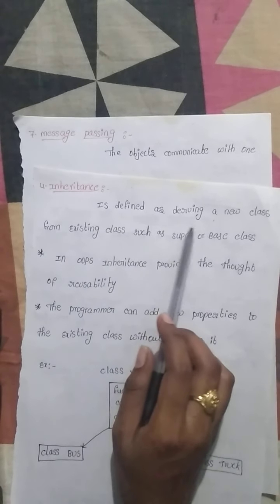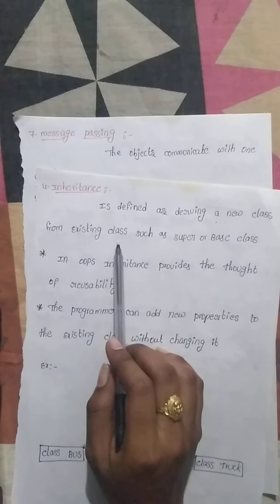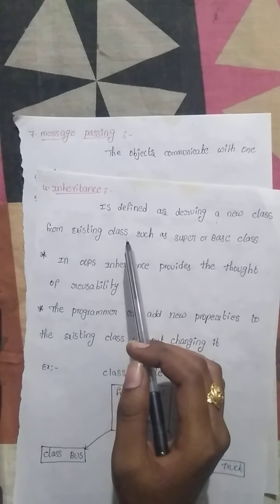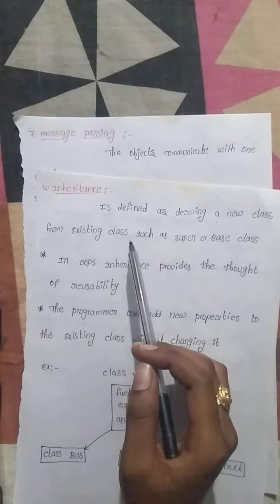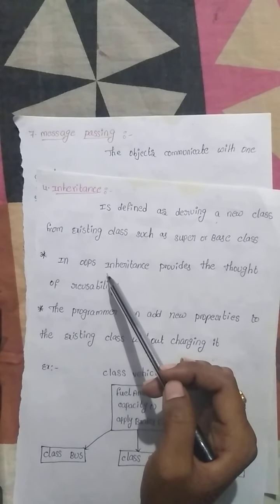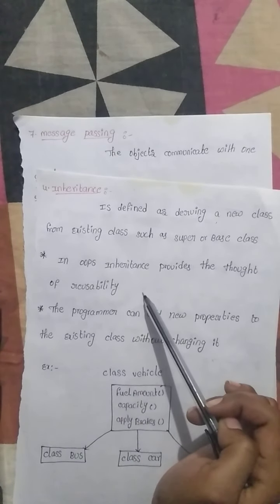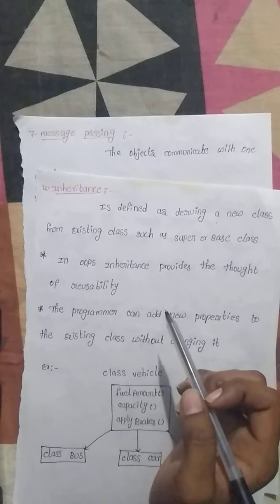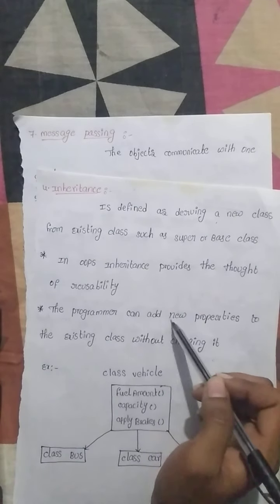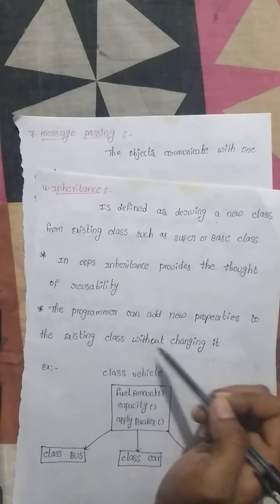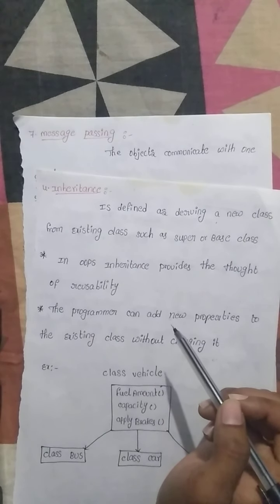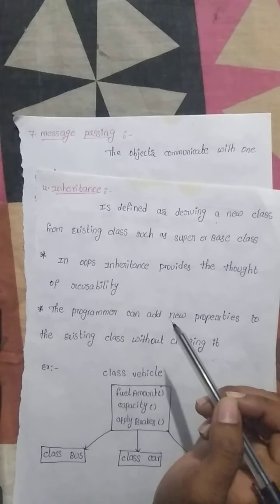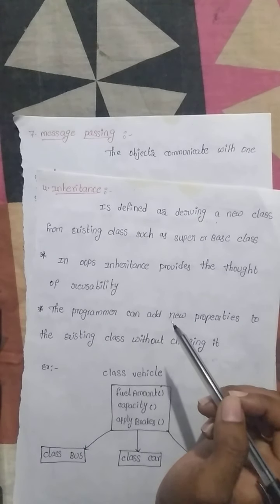Inheritance is defined as deriving a new class from an existing class, such as a superclass or base class. Inheritance means we take properties from an already existing class. In object oriented programming, inheritance provides the thought of reusability. In inheritance we have the ability to reuse already used functions. Next, the programmer can add new properties to the existing class without changing it. We write one class, and on that class we can derive another class and add some more data to the subclass.